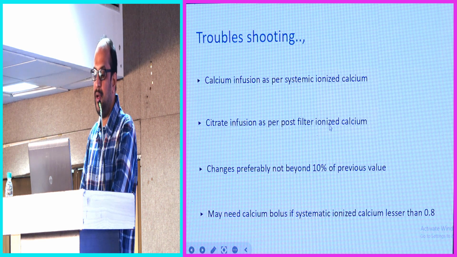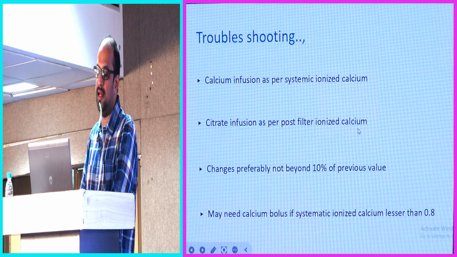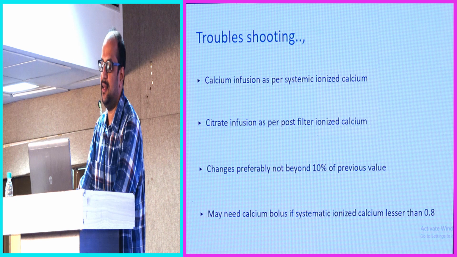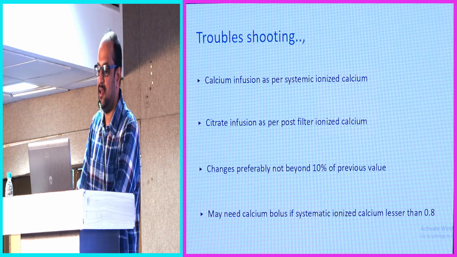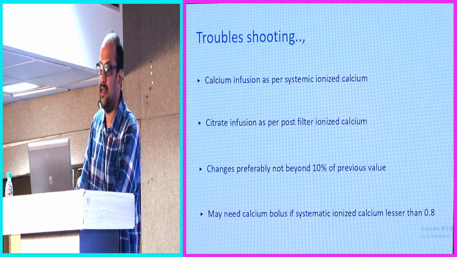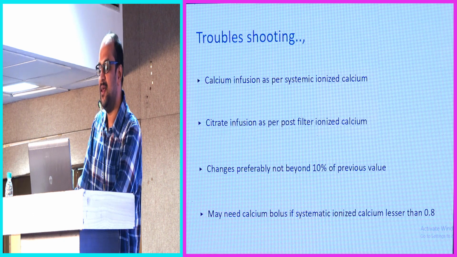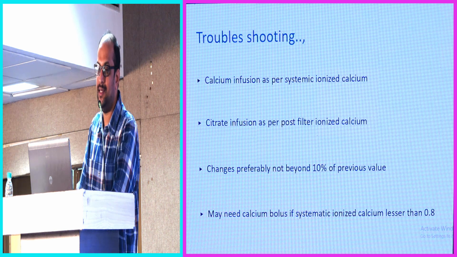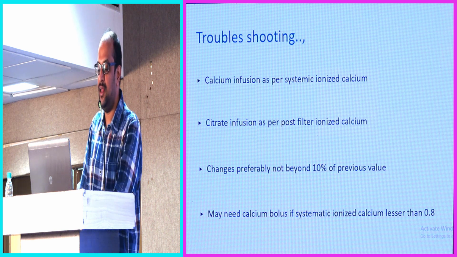Citrate infusion will be dependent on the post filter ionized calcium. So immediately after coming from the circuit, we take a sample and send it for blood gas analysis and look for ionized calcium in that. If the ionized calcium in the post filter sample, I am repeating it many times, post filter sample or VBG, is very low, that means we are giving more and more citrate. If the calcium is going high, that means the citrate infusion is less for anticoagulation.